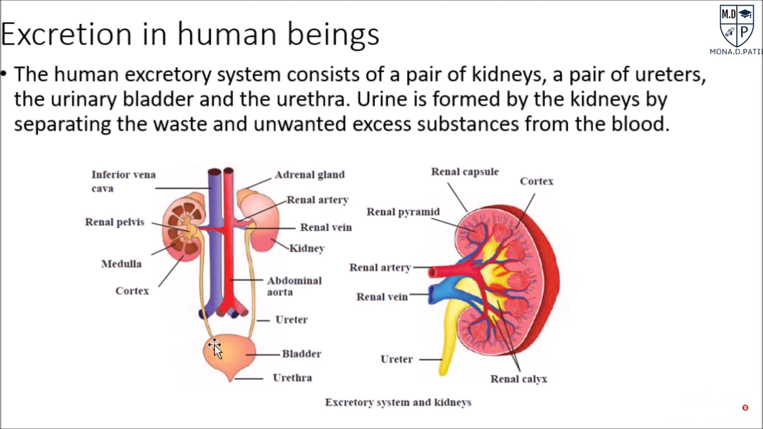The urinary bladder is muscular and under the control of nerves. Hence, we are able to keep control over urination. Though the kidneys are the main organ of excretion in human beings, skin and lungs also help in the process of excretion. The right kidney is in a slightly lower position, as you can see here. This is the right kidney, which is lower than the left kidney.